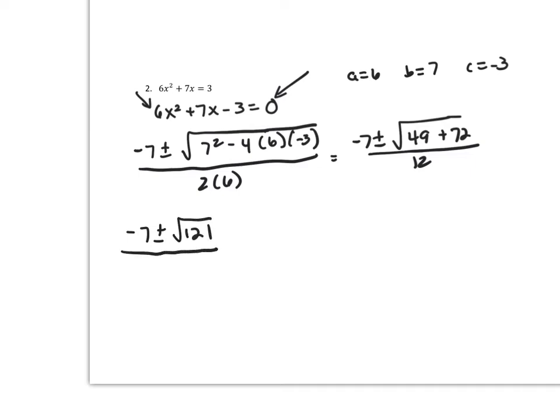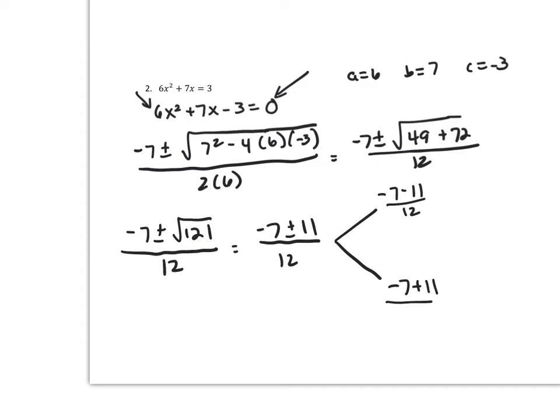Well, it did factor. Whenever the number underneath the radical is a perfect square, it factored. All over 12. -7 plus or minus 11, because 11 times 11 is 121, all over 12. You get 2 solutions: -7 minus 11 over 12, and -7 plus 11 all over 12.